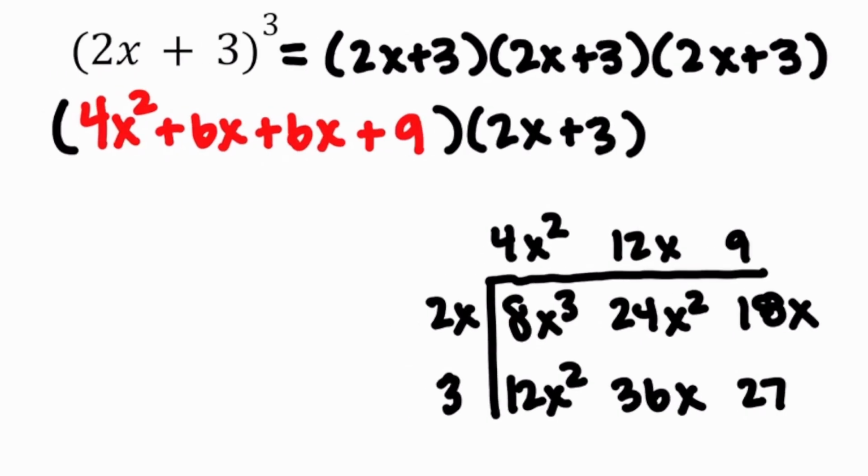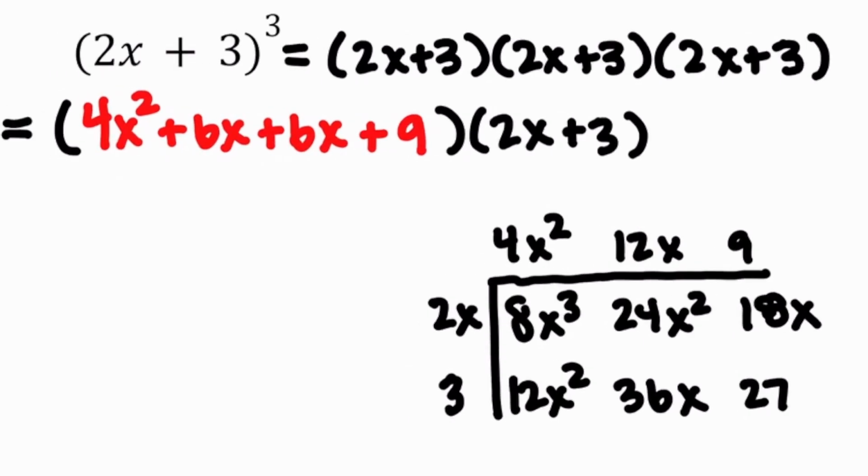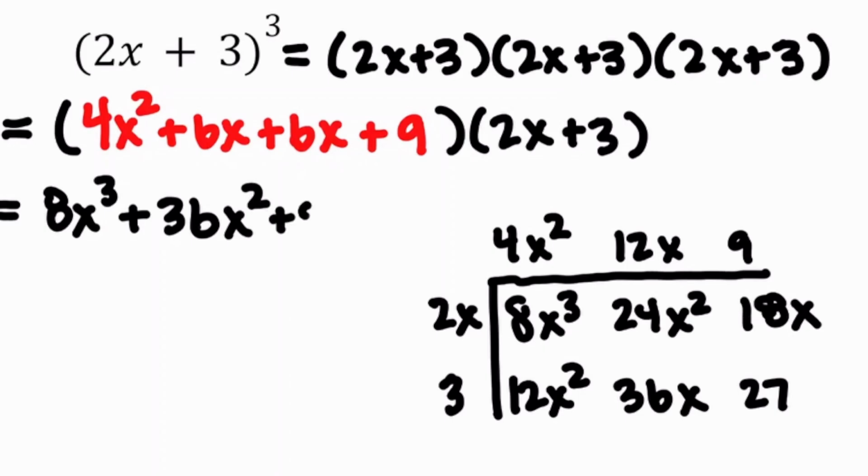So I've got enough room to say that this is equal to that, which is then going to be equal to, and I'm going to collect like terms along the diagonals, 8x cubed. And then 12 plus 24 is going to be 36 total x squareds. And 18 and 36, well, 36 plus 18 is 54, so 54x plus 27. Okay, so if you did it that way, that's great. That's perfectly fine. That's honestly what I expect.